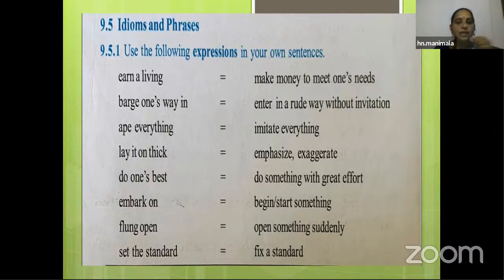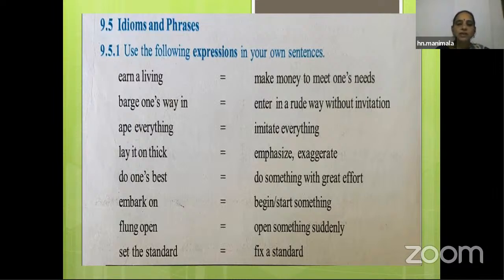Barge one's way in: enter in a rude way without invitation. Ape everything: imitate everything. Lay it on thick means emphasize, exaggerate. Do one's best: do something with a great effort. Embark on: begin, start something. Flung open: open something suddenly. Here you can use this in your own sentence.